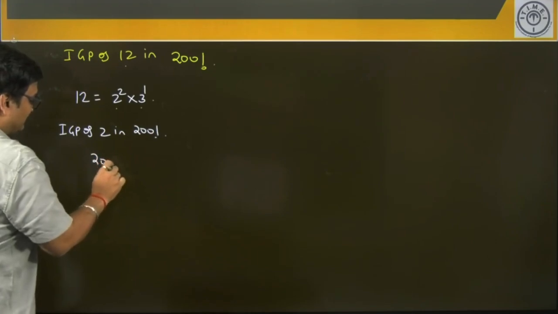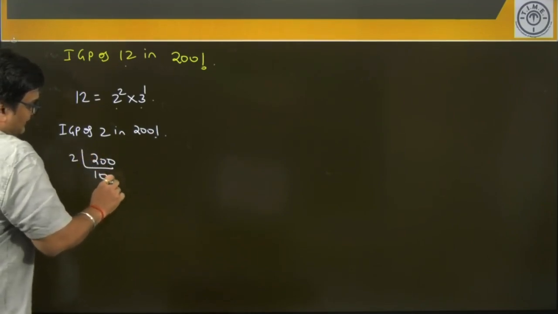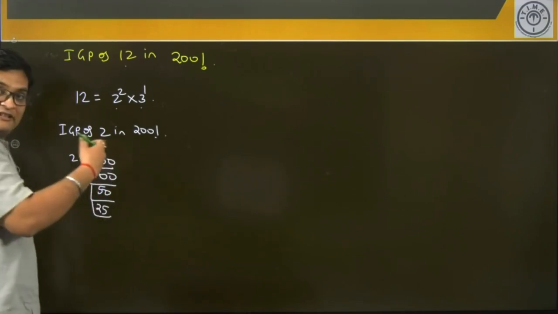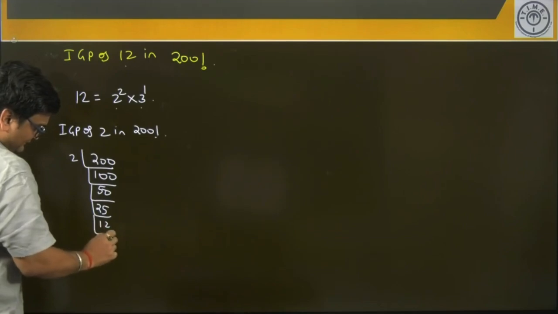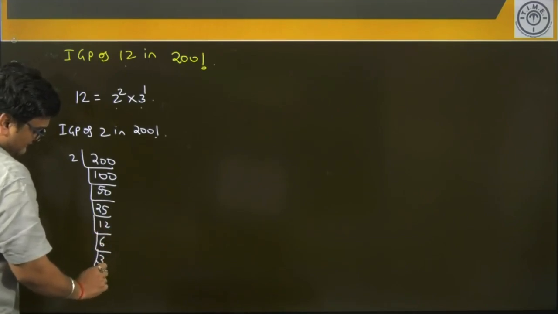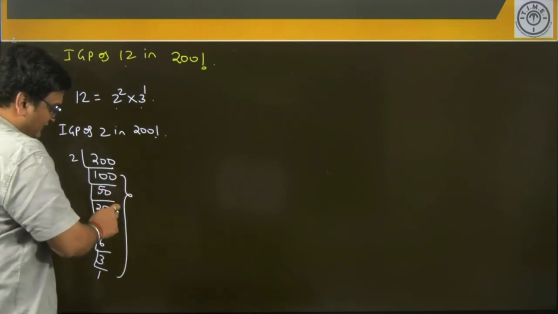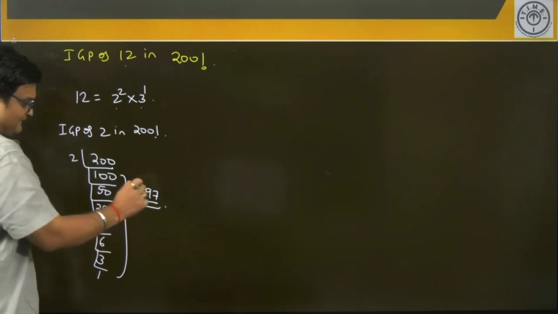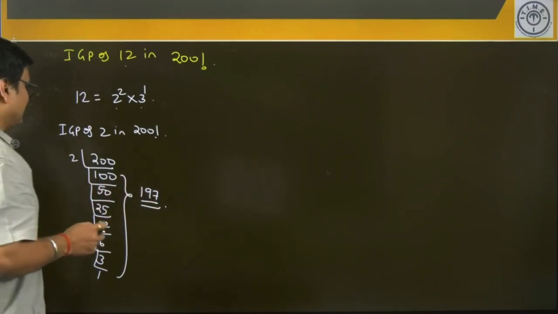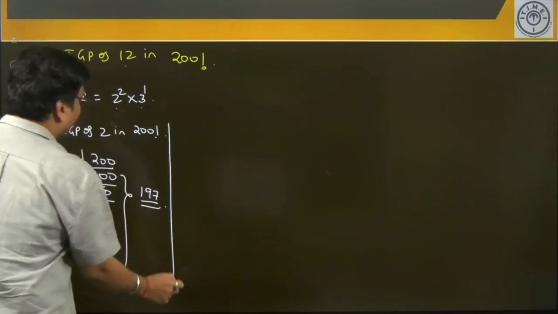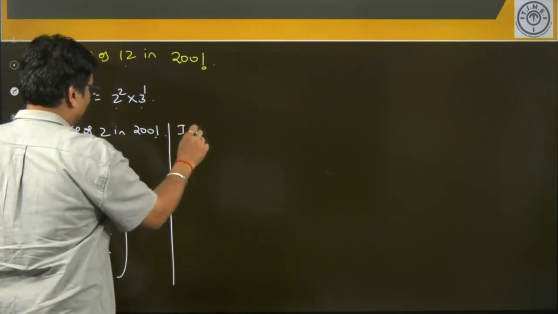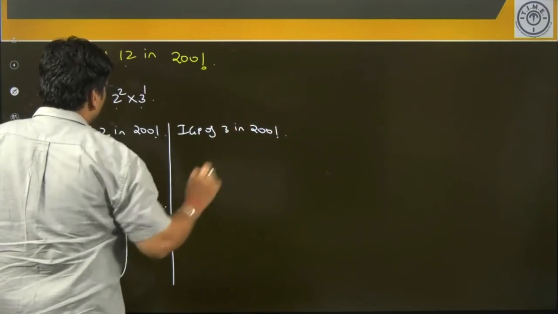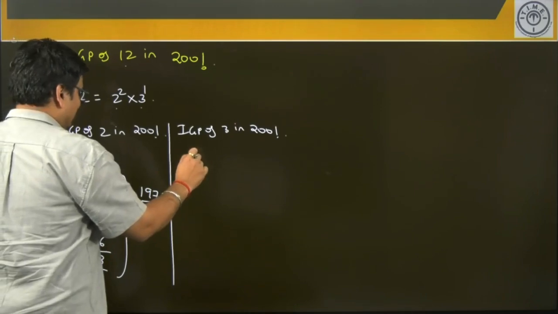So how much will it be? 200, 100, 50, 25, successively dividing by 2, 12, 6, 3, 1, and when you add them all, 150, 175, 187, 193, 196, 197 is what we get, right? 197. So the IGP of 2 in 200 factorial is 197. Similarly, how much will this be? Let's check.